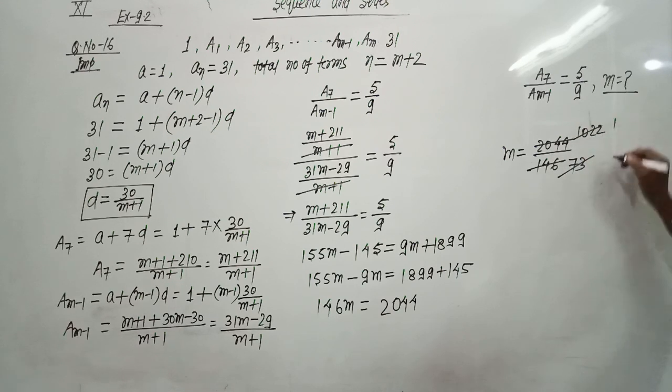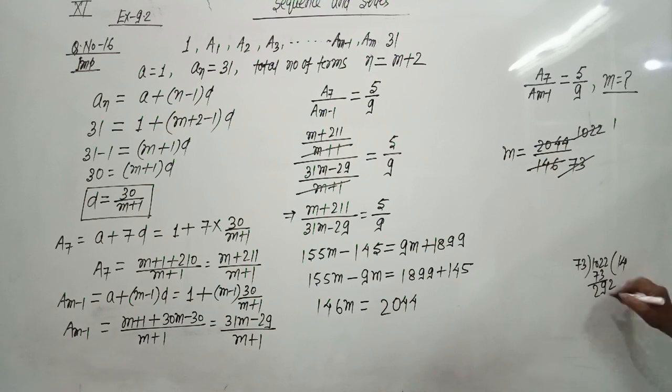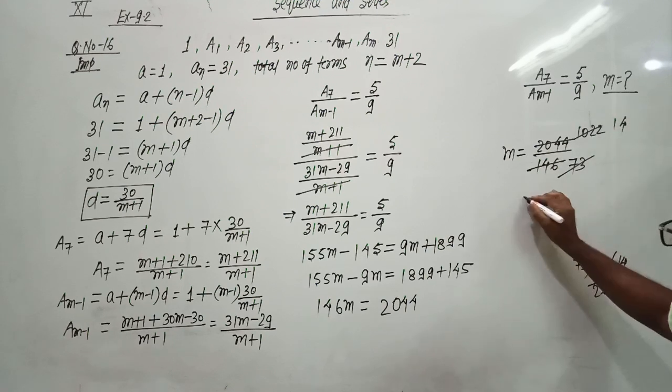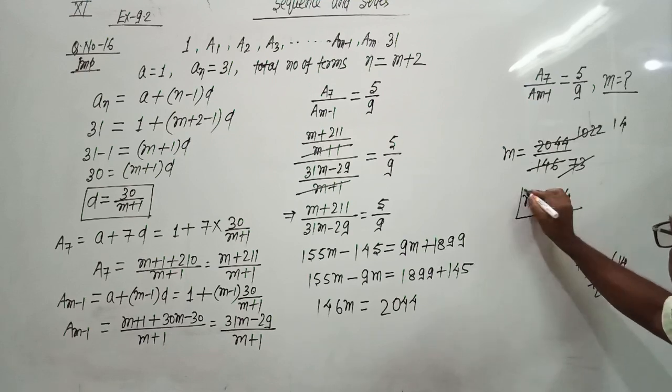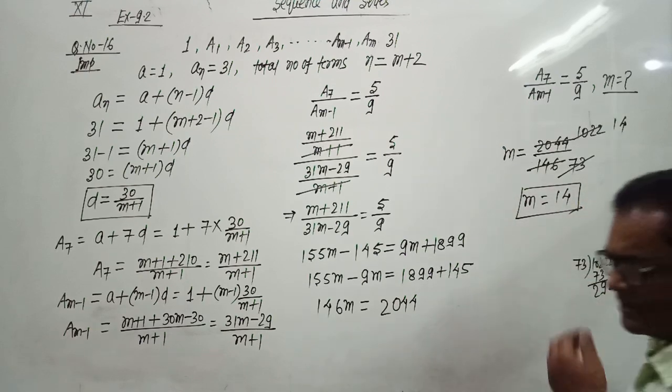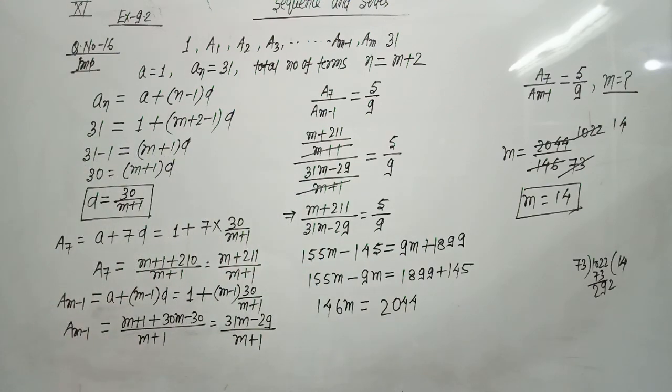Directly it goes by 73 and 14. So the value of m comes to be 14. And we had to calculate the value of m, so the value of m which we get is 14.